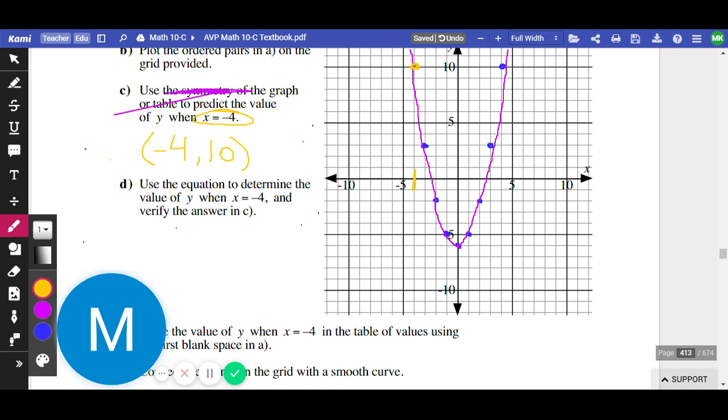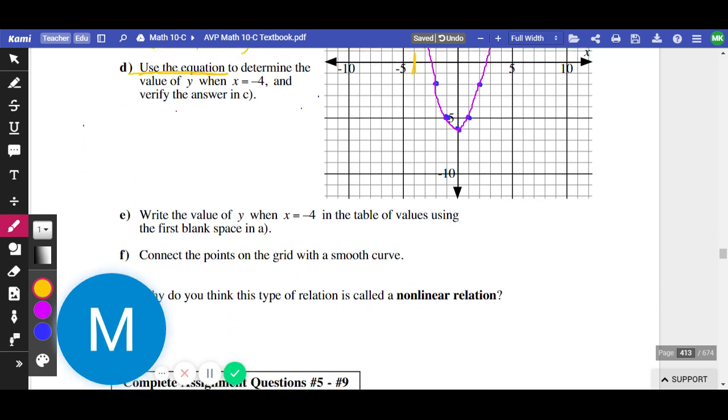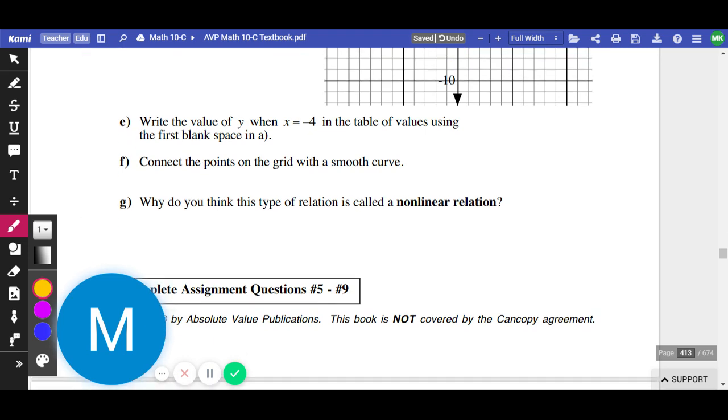So I can just use that graph to figure out my output when I have an input. I can then confirm that using the equation. You don't need to. If you want to, that's great. You should have found that it still worked. Okay, so if you did -4 squared minus 6, you should have got 10. And you should just confirm that using your equation. You can write that in a table of values if you want. Connect the points. We already did that.